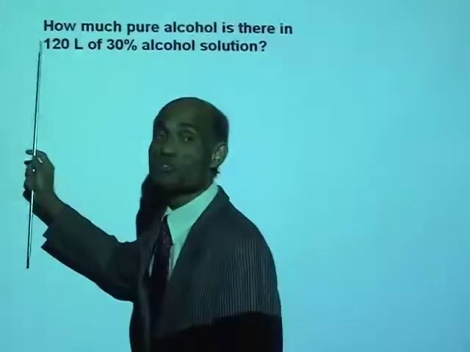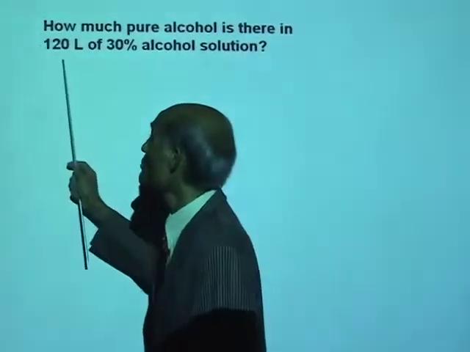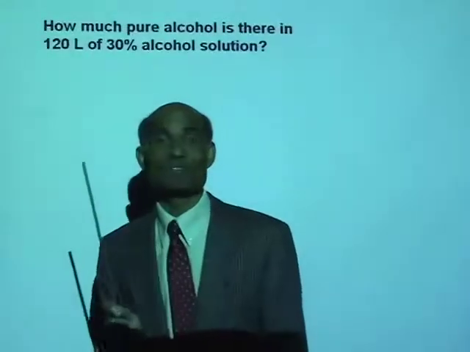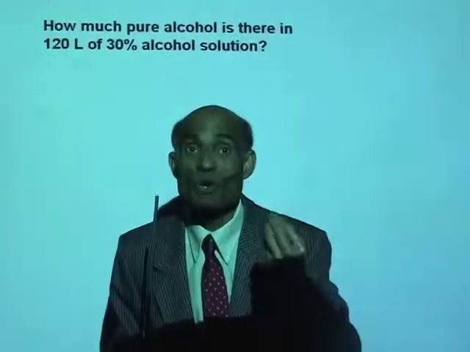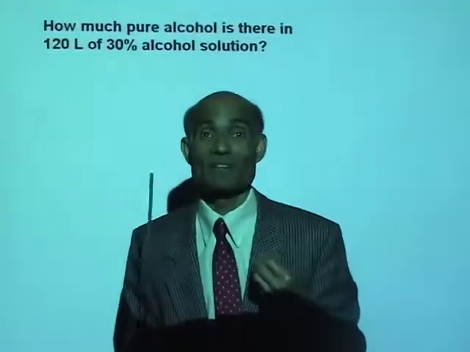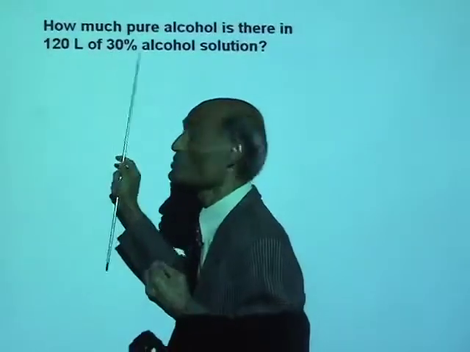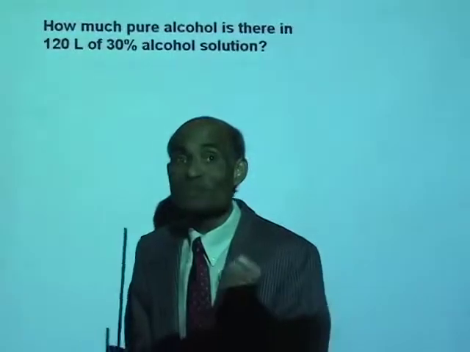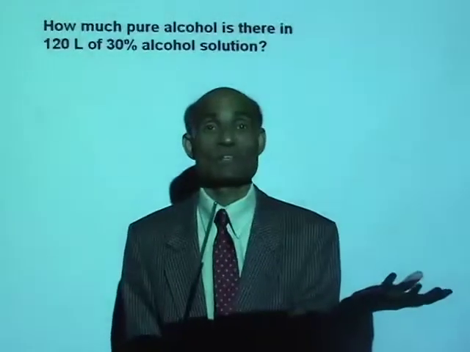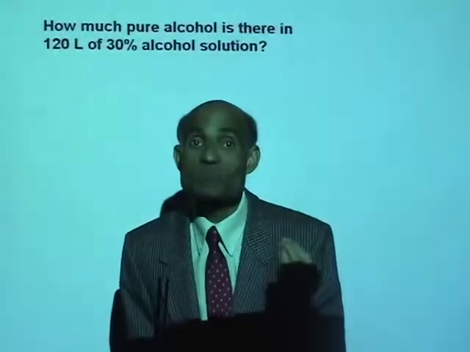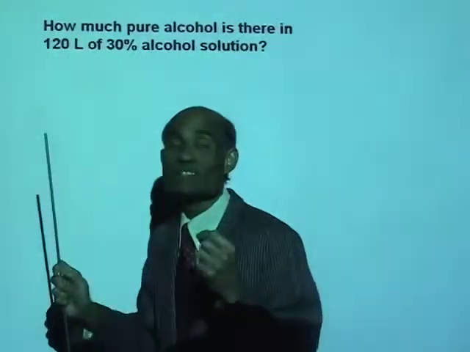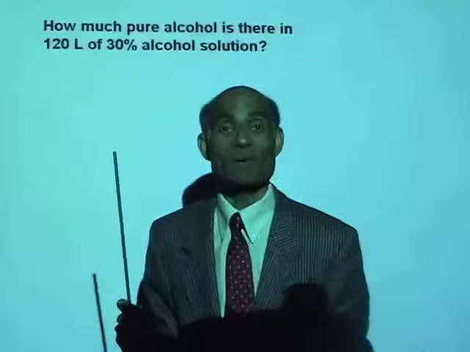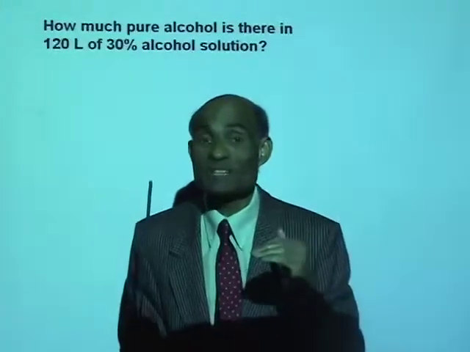Now, how much solution do we have? We have 120 liters of solution. Now, we need to find the amount of pure alcohol in it. We are told that the solution is a 30% alcohol solution. It means 30% of 120 liters is pure alcohol. So what is our task now?